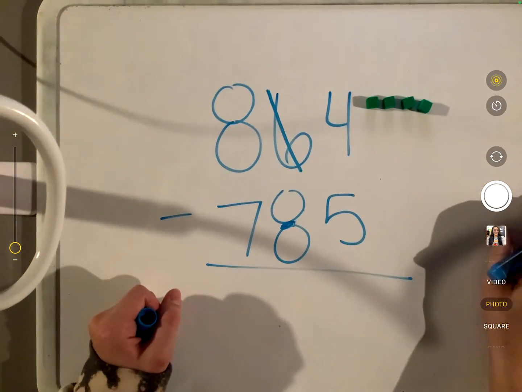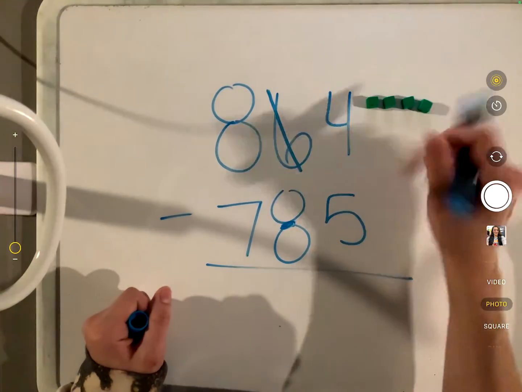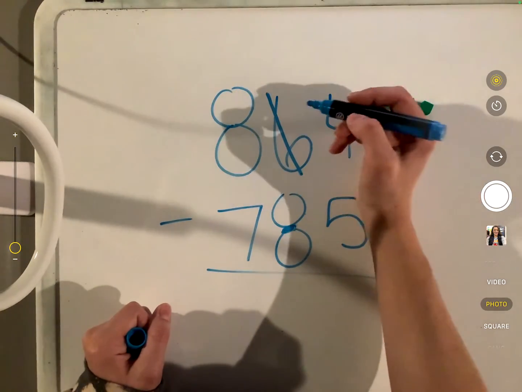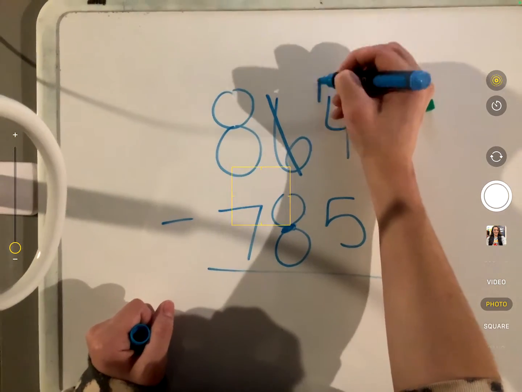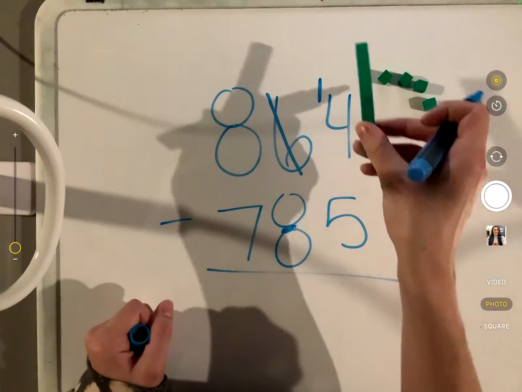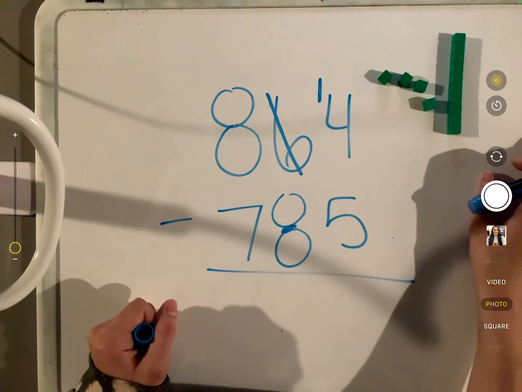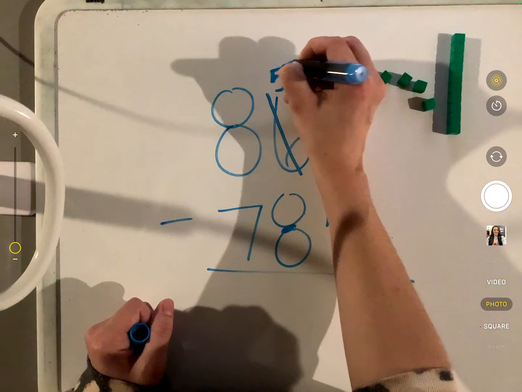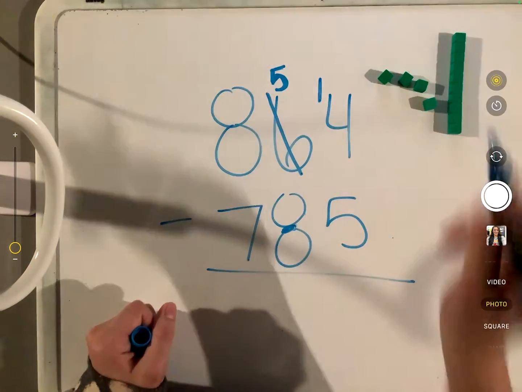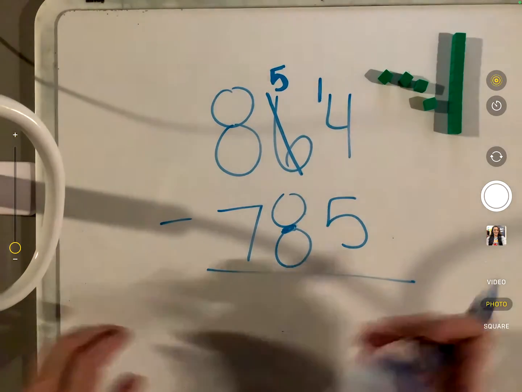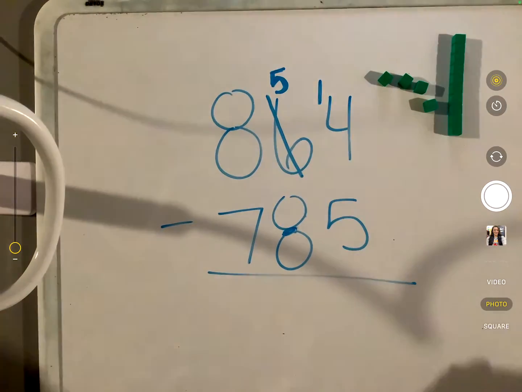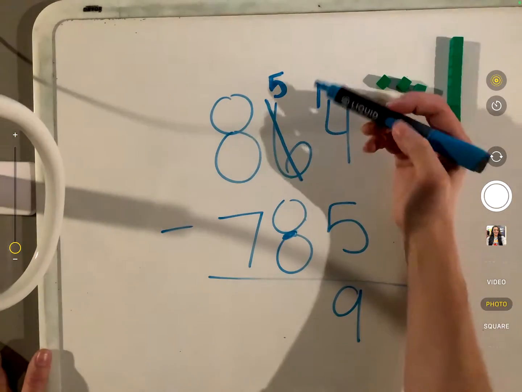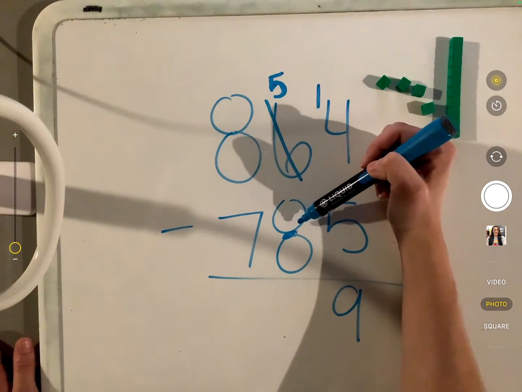I need to cross him off and I need to ask him nicely, can I please borrow a 10 so that I can take 5 away? He's gonna say yes. So he's gonna give me a 10 and I'm going to change my 4 to 14 because he gave me one of these guys, right? So now I have 14. But remember, now he is only a 5 because he gave me 10 and that's technically 50. And so now he's 50 and not 60, okay? So you're gonna take 14, take away 5. And that is 9.